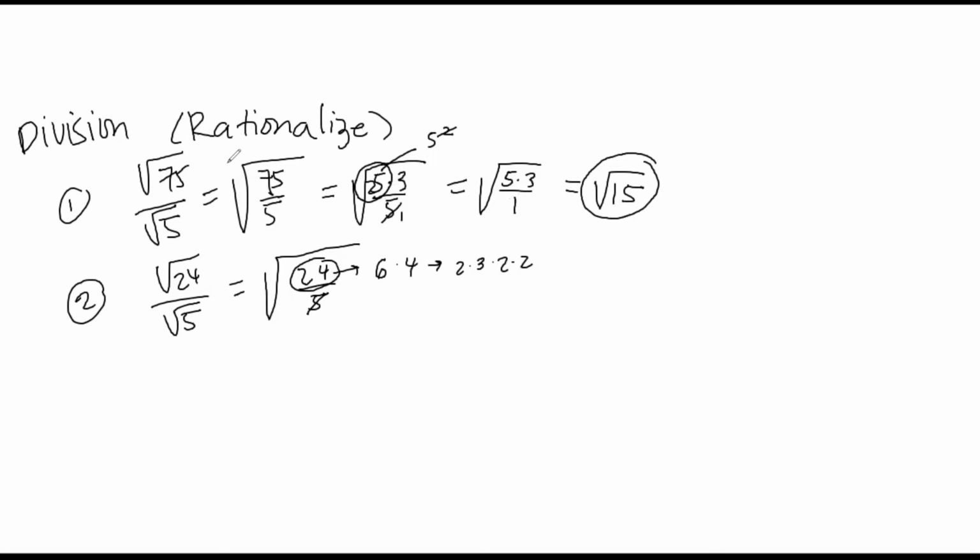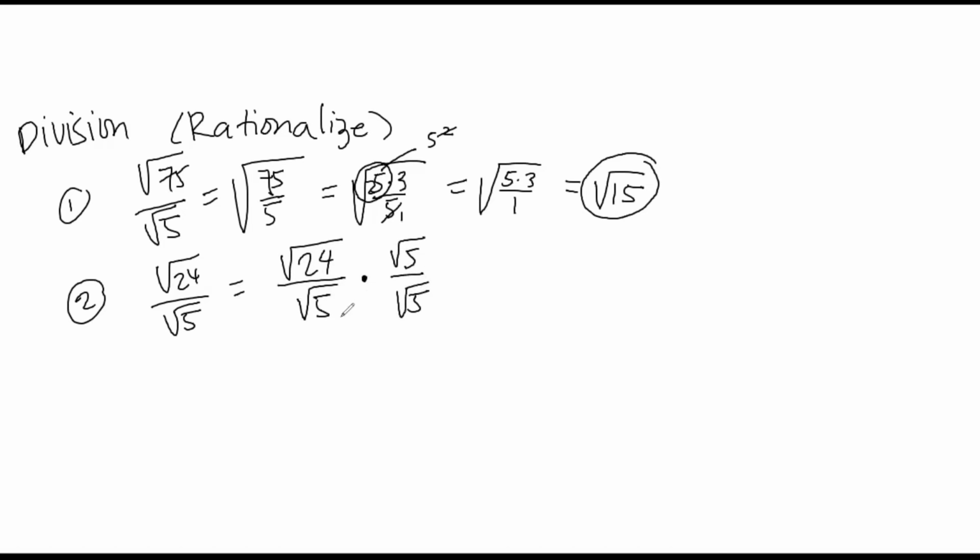However, we can rationalize. What I mean is that no radical expression should be left in the denominator. So, rationalizing the denominator comes with this process. So, root of 24 over root of 5, we multiply it by square root of 5 as well.